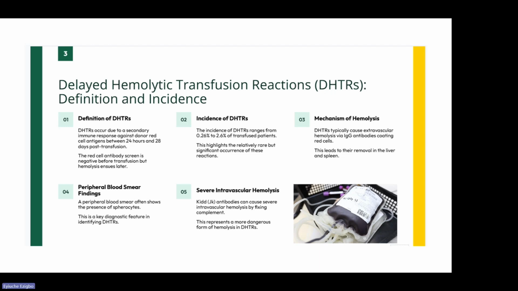Some of these antibodies, like the Kidd antibodies, can cause severe intravascular hemolysis by fixing complement, and this represents a more dangerous form of hemolysis in delayed hemolytic transfusion reaction. So while we normally experience extravascular hemolysis, if Kidd is involved, it can cause intravascular hemolysis, which is quite severe.